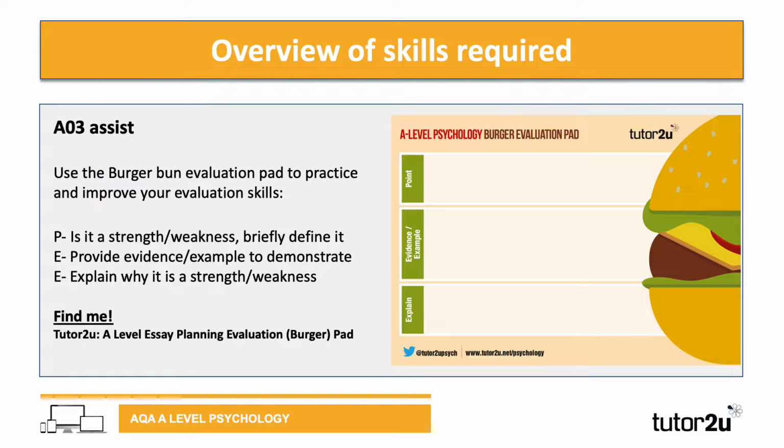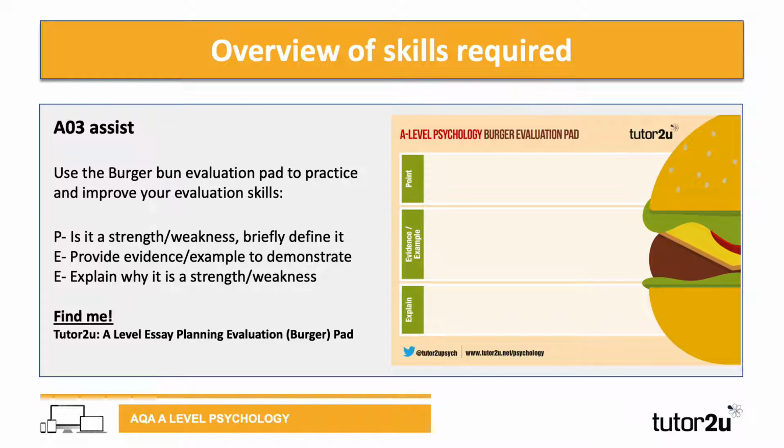Okay, looking at the skills required, I've mentioned this before. So AO3 is your predominant main skill that you really need to make sure that you're sharp on, because most of the marks for a lot of the questions are going to be AO3. Now, if you want to find this resource, by the way, this picture of the burger bun, it is on Tutor2U. If you go on the Tutor2U website and search A-Level Essay Planning Evaluation Burger Pad, it says it there in bold at the bottom. You'll find that resource, and it's a really good resource to use if you feel weak on evaluation or you just want to practice evaluation.